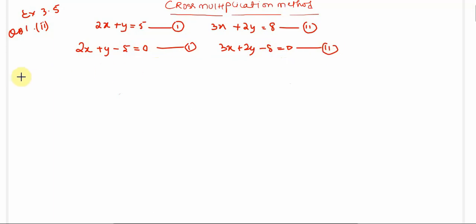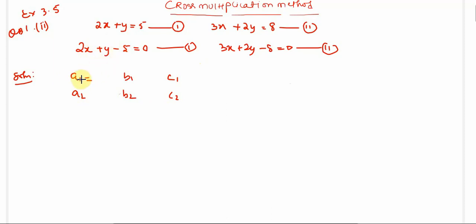Now what you need to do is take out the coefficients. That is, you need to take out the values of a1, b1, c1, a2, b2, and c2. So what is a1? I hope I have explained all this in the introduction part of pair of linear equations in two variables. a1 refers to the coefficient of the first variable of equation 1. 1 will represent equation 1, 2 will represent equation 2. So whenever you use a1, we need to focus on equation 1.